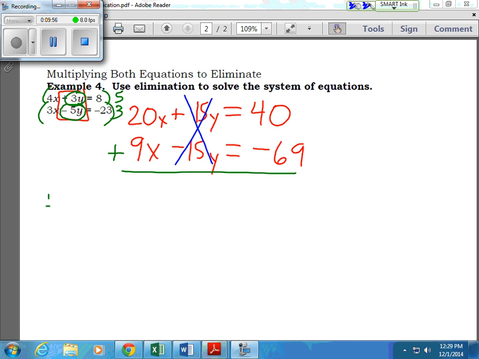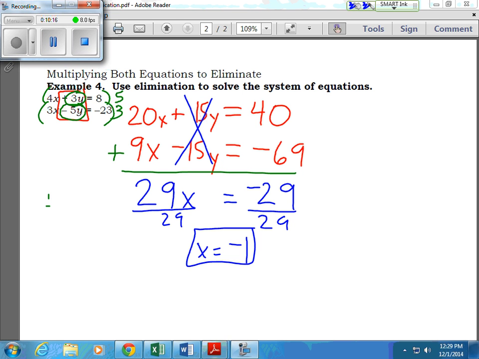I get 29x equals negative 29. So that means that x was negative 1. That makes at least the second step a little bit easier. Plug negative 1 back into either one of these two equations. Doesn't matter. We'll go with the top equation.